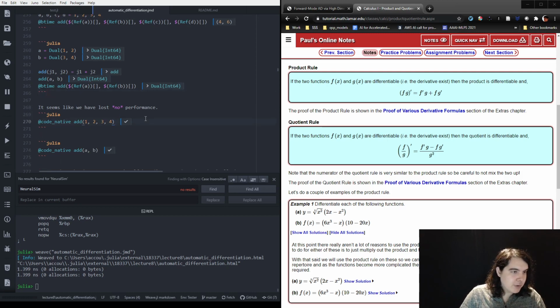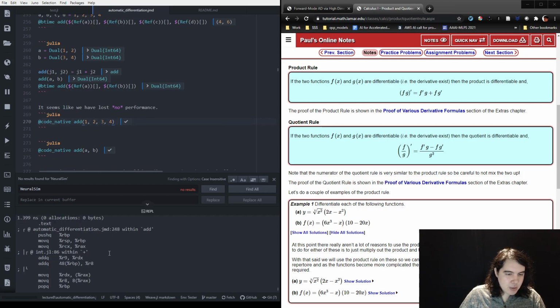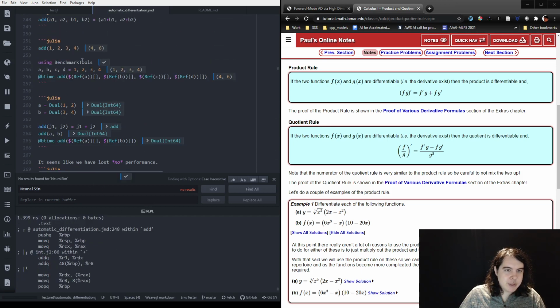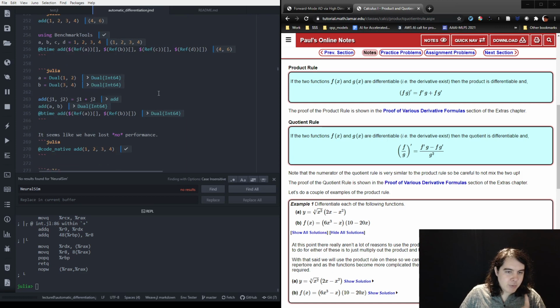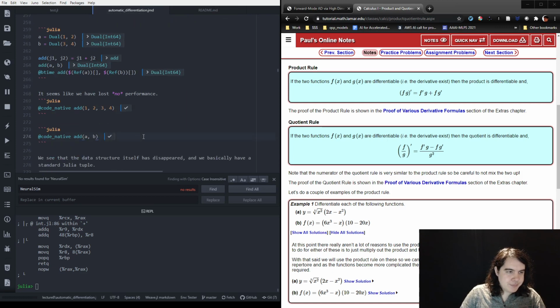What does the native code actually look like? What is the machine code on the system? Well, you can see that this operation right here is just doing two move operations, so it's moving two things off the stack. It's then doing two add operations and then putting them back onto the stack to build this tuple, right? So that is the one written out by hand. The one written out with dual numbers is actually a little bit better.